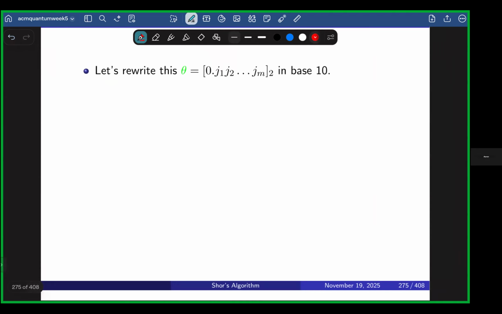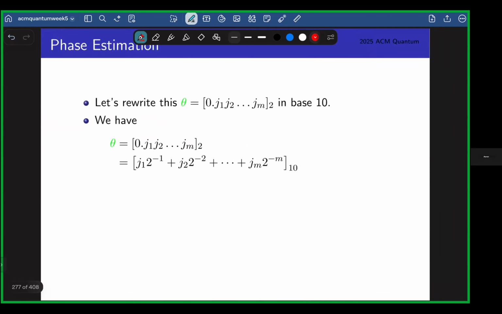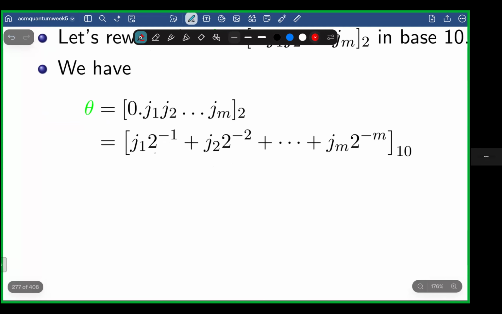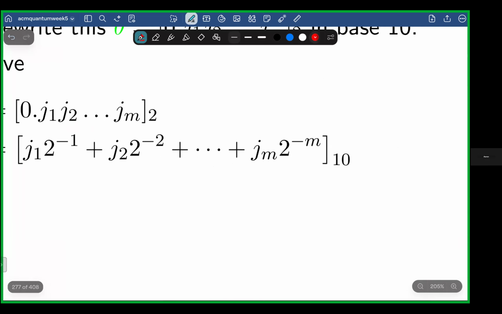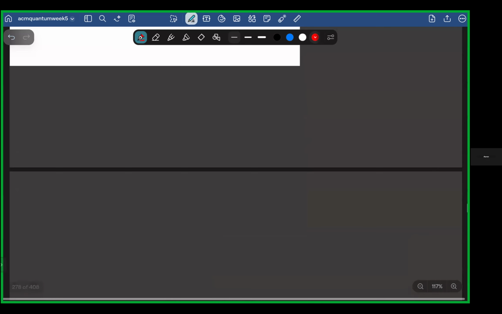Now let's take our theta and rewrite it in base 10. Like I was just saying, it's j1 times 2 to the negative 1 plus j2 times 2 to the negative 2, all the way to jm times 2 to the negative m. The subscript 10 means base 10, what we use every day, and base 2 is binary.